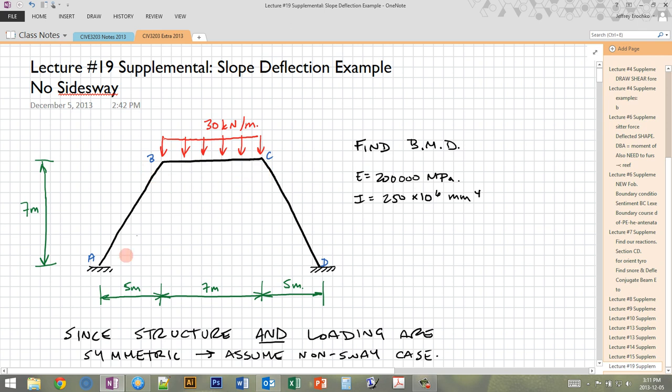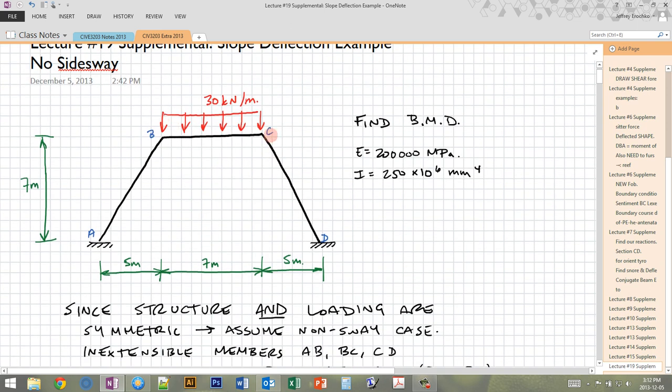However, if this particular structure did have some unsymmetric loading, like for example some load P that had a horizontal component, then BC could shift to the right, so we could have some sway. BC could translate, and then we would have to consider this as a sway case, which is a little bit more complicated, especially since we have inclined members. But since we don't have this, we don't have to consider that BC are going to move in the X or the Y at all.